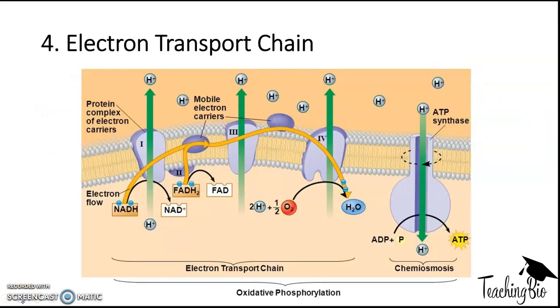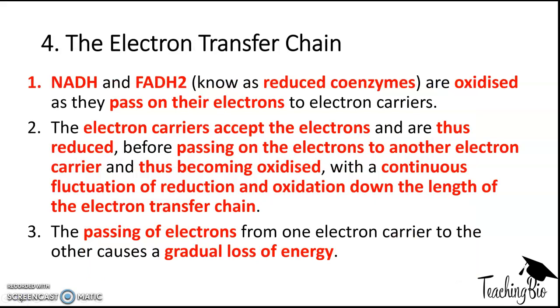How is the remainder of the ATP produced? Well, it's produced via the electron transport chain, which is this beautiful process outlined in this picture here. So we'll go through the different steps. So firstly, if you recall, we produce NADH and FADH2. These are actually known as reduced coenzymes. So what happens this time is the reduced coenzymes are actually oxidized. Okay, so they are full of the electrons, and this time they are going to actually lose their electrons, and they pass them on to electron carriers.